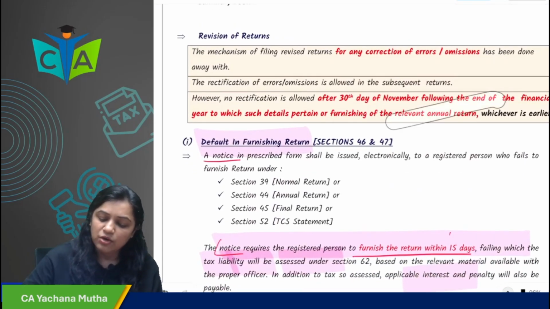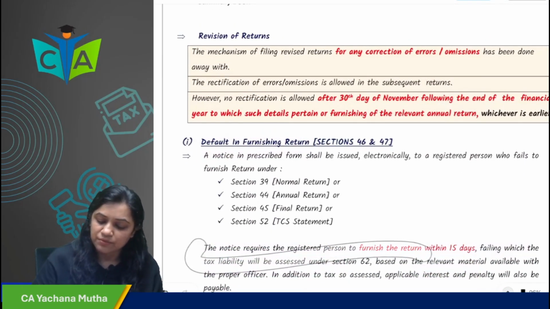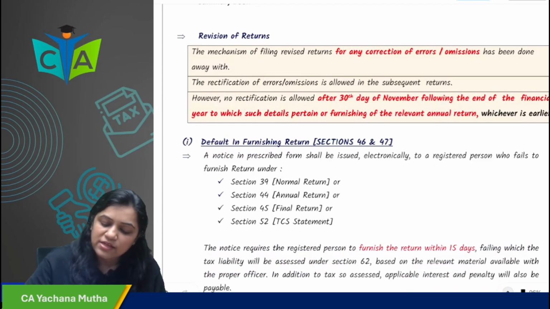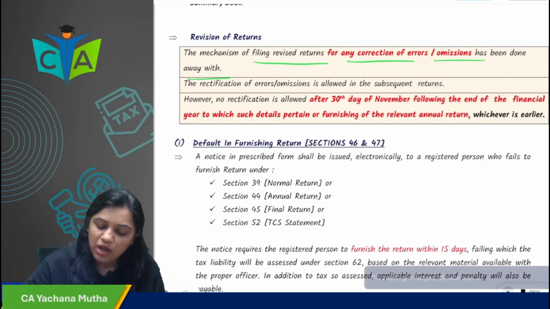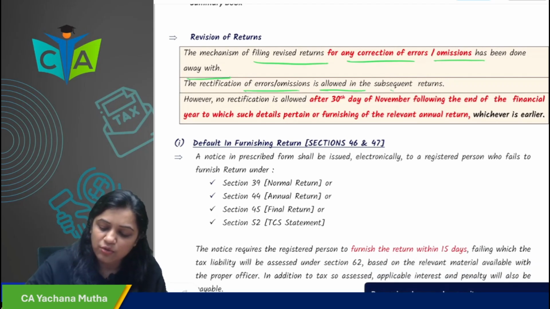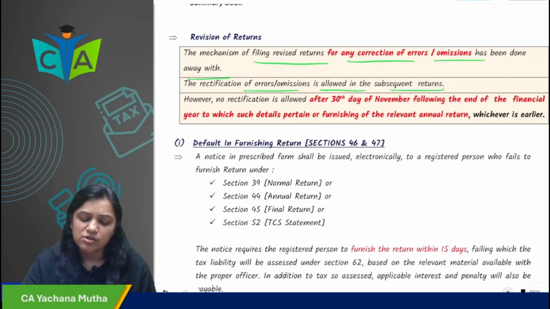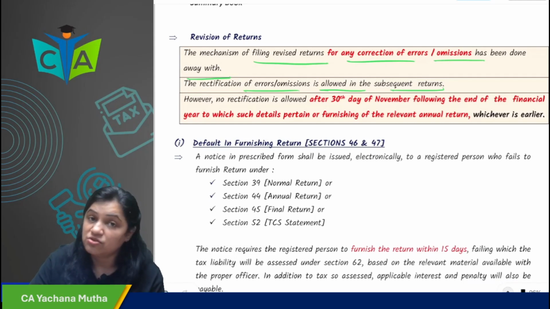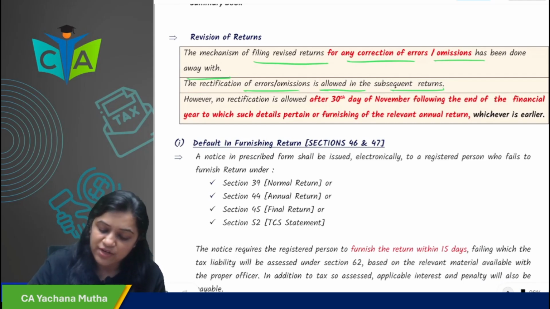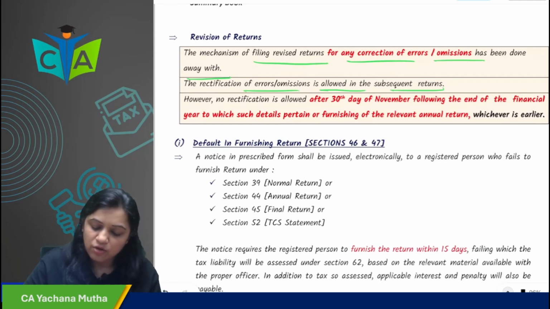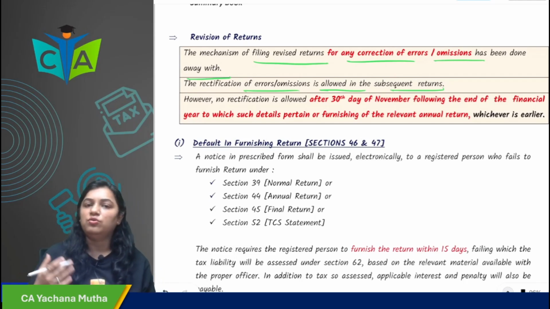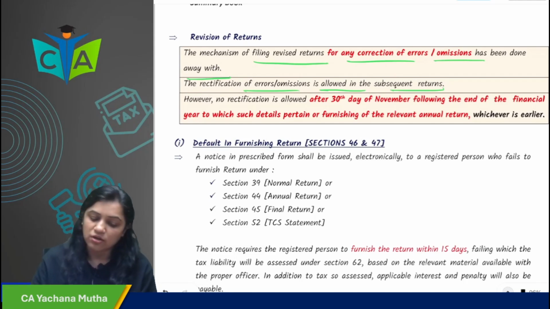Now next is revision of return. What is this? We'll see. The mechanism of filing revised return for any correction of error has been done away with. Now the rectification of error or omission is allowed in the subsequent returns, okay. So there is no concept of revised return under GST. If you want to do any kind of rectification, you can do that in the amendment table in the next return.